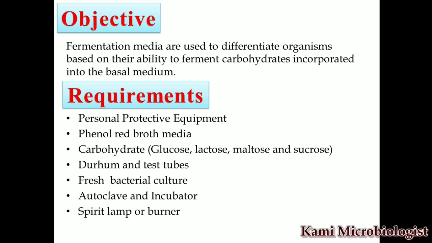to differentiate gram-negative bacilli. Now, what do we require while performing this test? We require personal protective equipment like goggles, gloves, overall, cap, each and everything. Next we need phenol red broth media. Next we need carbohydrates, any one of them like glucose, lactose, maltose, sucrose. Next we need Durham tubes, test tubes, fresh bacterial culture, autoclave, incubator, spirit lamp and burner. So these are the main things that we require in this experiment.